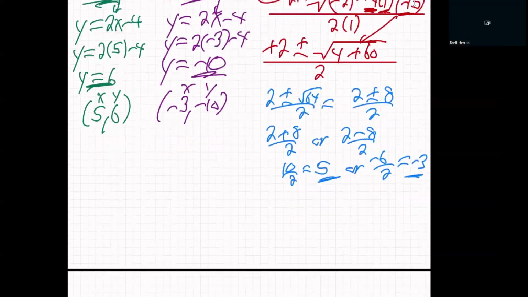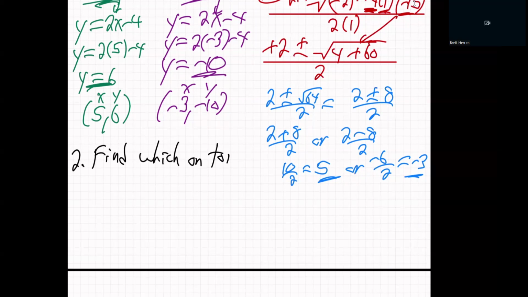So that means in that region, we could just think about a basic graph now. Find which is on the top or bottom in the region between the x values. Let's just say between the x values.